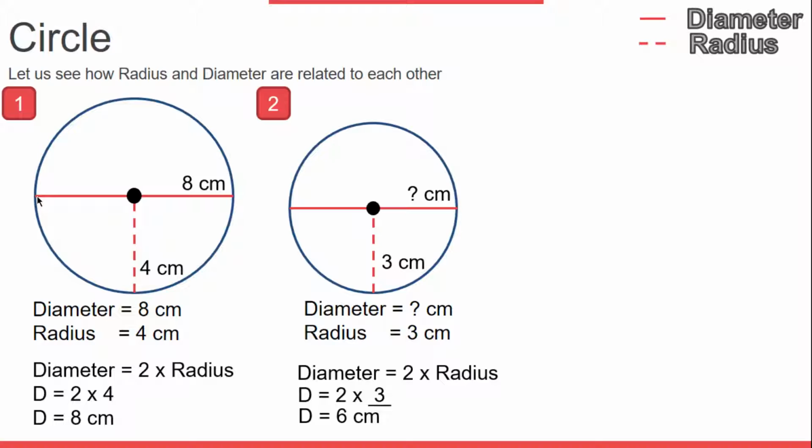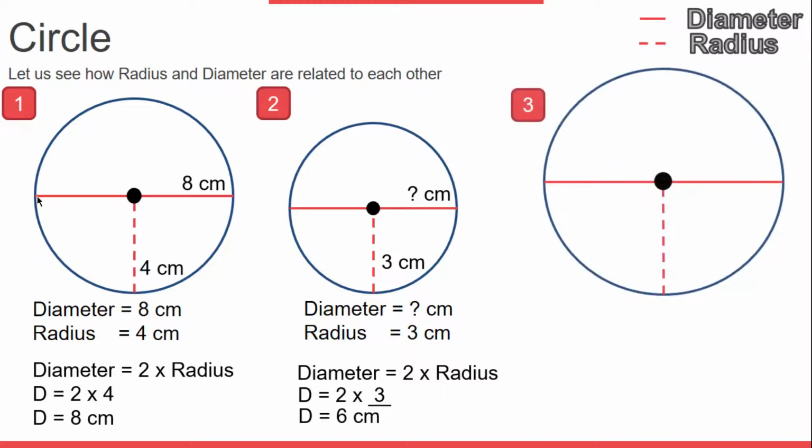Yes, that brings me to the point that the diameter is shown by a capital D, whereas the radius is shown by a capital R. So instead of naming the whole thing, we can also use the alphabet D and the alphabet R. Okay, let us look at another question.